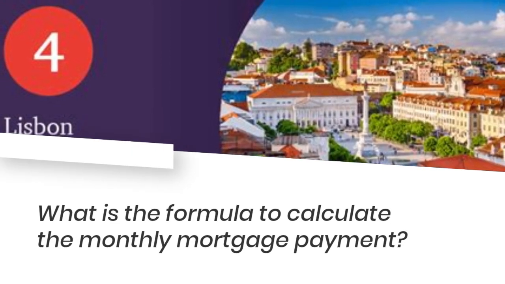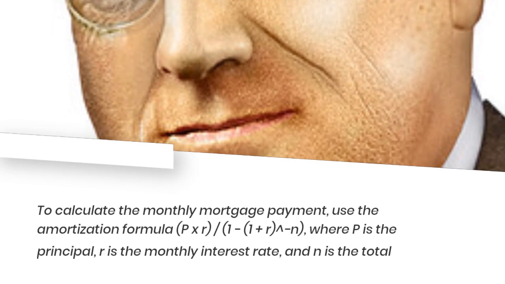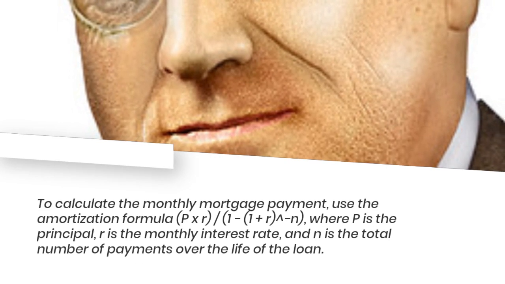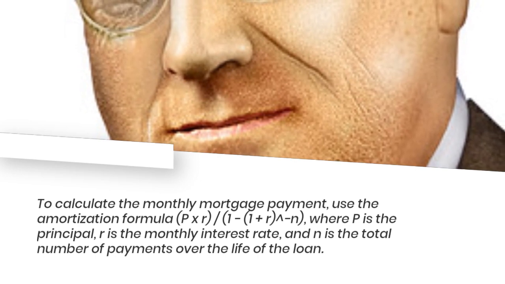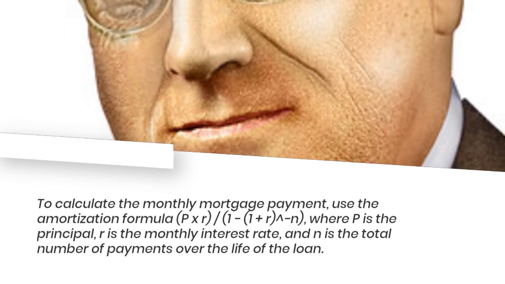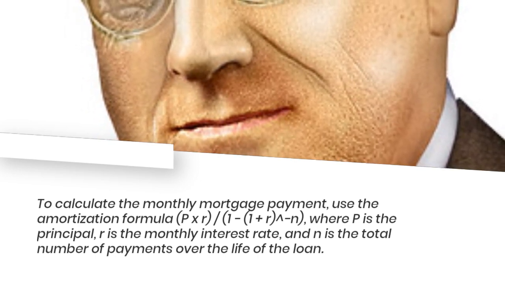What is the formula to calculate the monthly mortgage payment? To calculate the monthly mortgage payment, use the amortization formula, P x R x (1 + R)^N / ((1 + R)^N - 1), where P is the principal, R is the monthly interest rate, and N is the total number of payments over the life of the loan.